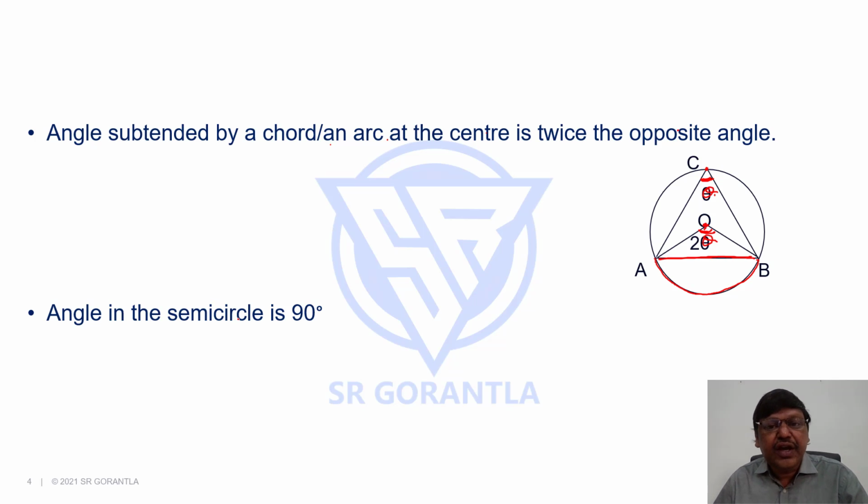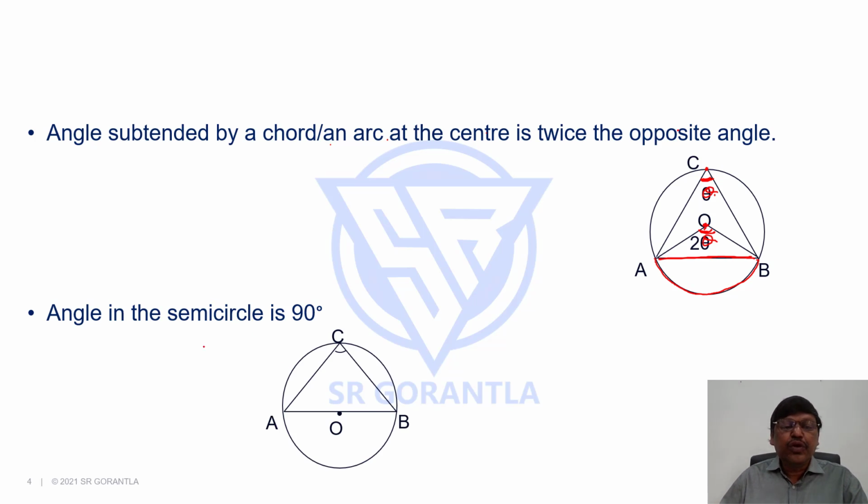The biggest chord we have is the diameter. See, what do we mean by angle in the semicircle is 90 degrees? In other words, if you draw a diameter, the biggest chord we discussed in the previous session, the angle subtended by this diameter is 90 degrees. So that's what we say: angle in the semicircle is 90 degrees.